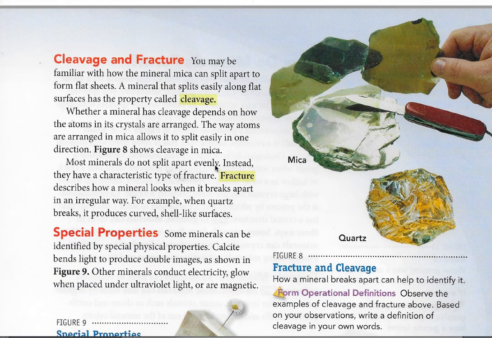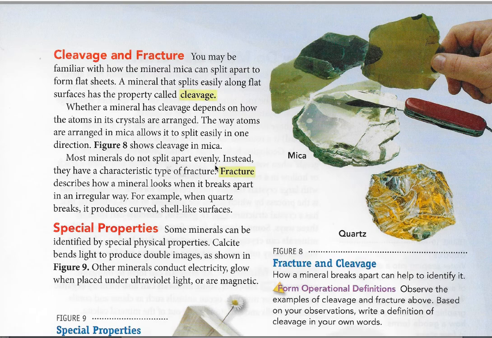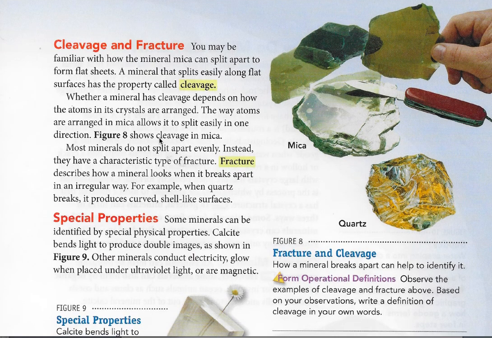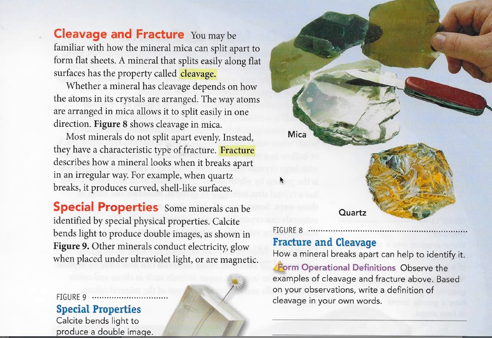Cleavage and fracture. You may be familiar with how minerals like mica can split apart to form flat sheets. A mineral that splits easily along flat surfaces has the property called cleavage. This is also called breakage. Breakage is cleavage and fracture. Okay, that's a property that we use to identify minerals. Whether the mineral has cleavage depends on how the atoms in the crystals are arranged. The way the atoms are arranged in mica allows it to split easily in one direction. Figure 8 shows cleavage in mica. You'll get to see mica in an upcoming lab.